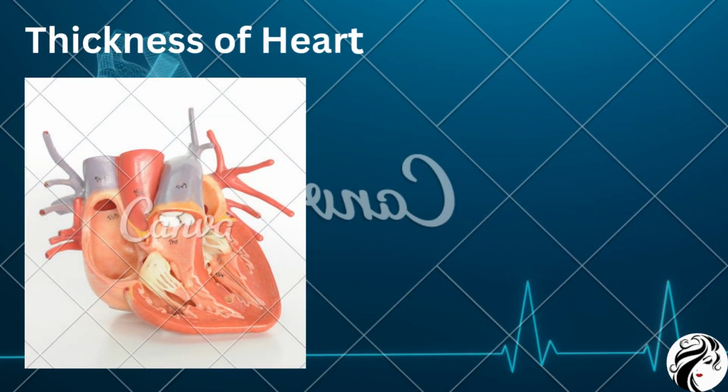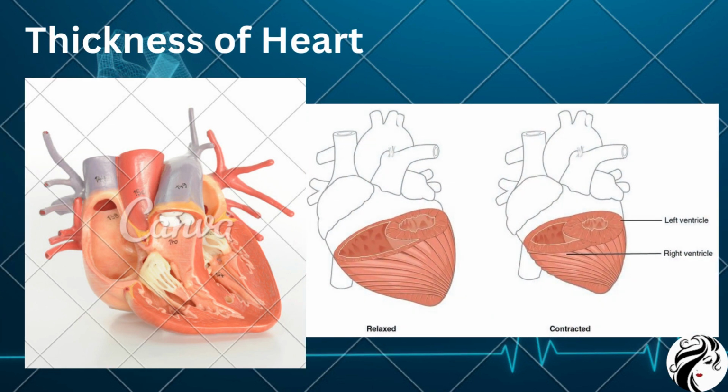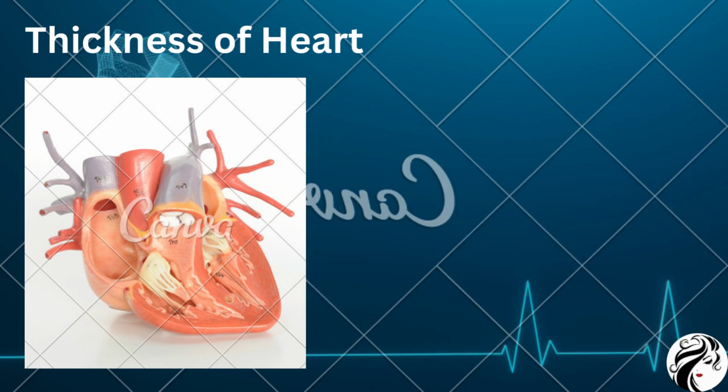The thickness of the heart is really important, so keep in mind that the left ventricle is much thicker than the right. If you see in the model, and in the image on the right side, there is also a contracted and relaxed image I mentioned. You will see the left ventricle is much thicker and how it looks when the heart contracts and relaxes.